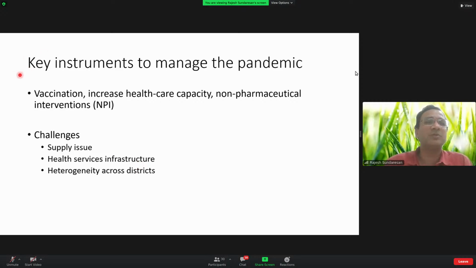So the key instruments that we have used to manage the pandemic are vaccination, of course, large-scale mass vaccination, increasing the healthcare capacity, and also non-pharmaceutical interventions like school and college closures, home isolation on one side, and then lockdown at the other extreme. Implementing these involves quite a few challenges.